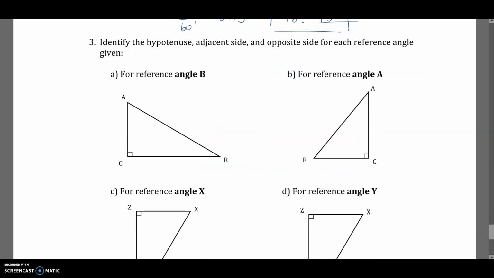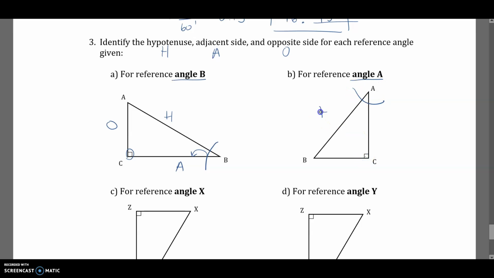In the next question, you were asked to label the hypotenuse. I'll use H to label that. Adjacent, I'll use A, and opposite side O for each of the reference angles. So always look at the reference angle first. In this triangle, it's angle B. Across from angle B is the opposite side. Across from the 90 degree is always the hypotenuse. So the other side beside our reference angle is the adjacent side. In this case, I'm labeling based on reference angle A, so that's here.